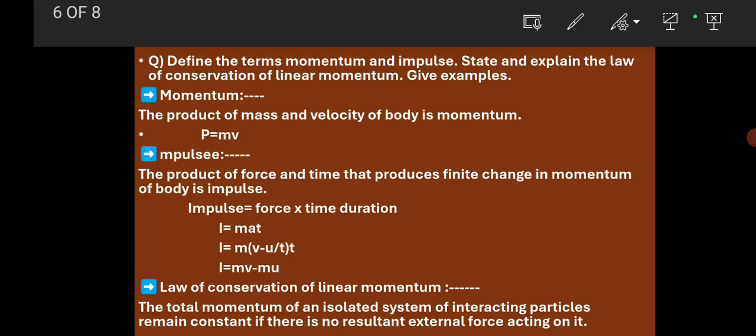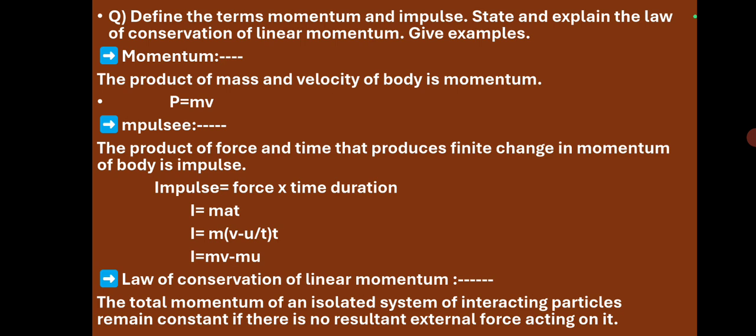Now let's move to our terms, momentum, impulse. So momentum, what is momentum? Product of mass and velocity, mv. What is impulse? Sorry, spelling mistake is there, just correct it, impulse. So the product of force and time that produces the finite change, not infinite, finite change in momentum. That is force into time duration. Force means m into a as per Newton's second law. Time you denote with t, so mat.